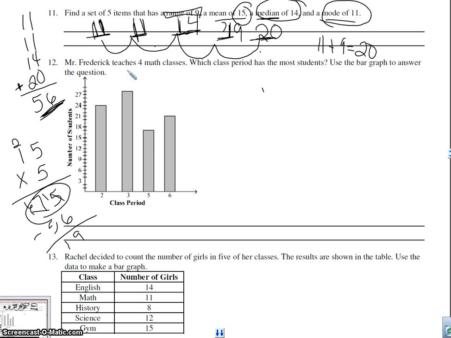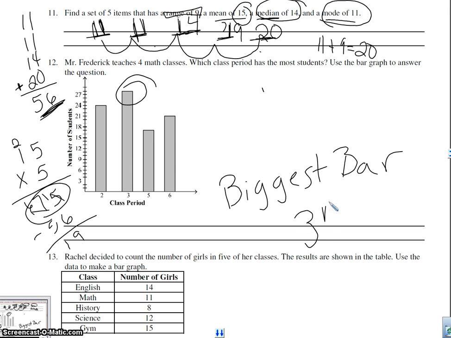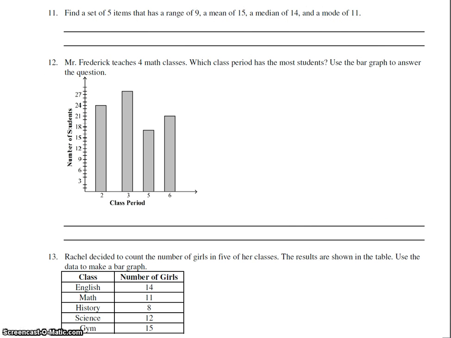All right, number 12, Mr. Frederick teaches 4 math classes. Which class period has the most students? Use the bar graph to answer the questions. Well, there you go. 3rd period, it's the biggest bar. If you're looking for the most, biggest bar wins. So 3rd period. Alrighty. Let's move on to question 13.